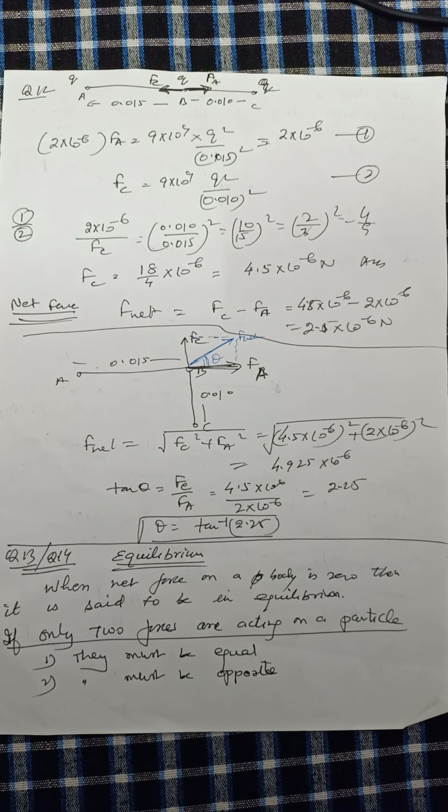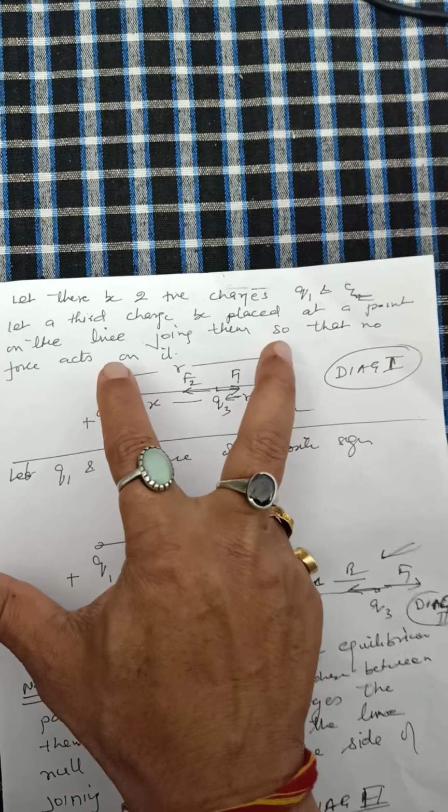Now see, let there be two positive charges Q1, Q2, and a third charge Q placed at a point on the line joining them so that no force acts on it. In the first diagram, there are two charges Q1, Q2. A third charge Q3 is placed between them. Q1 repels it towards right, Q2 repels it towards left. There are two forces, they are opposite, so they can cancel each other. The distance of the third charge from the first is x, and the distance of the third charge from the second is r minus x. Say the total distance is r.